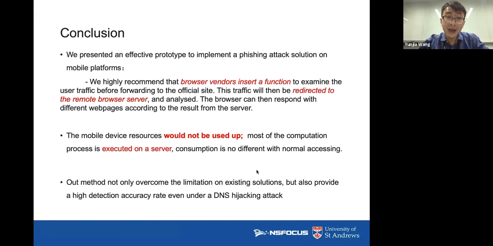So in our schema, the mobile device resources would not be used up because most of the computation process will be executed on the server. Consumption is no different from normal access. So our method not only overcomes the limitations of existing solutions, but also provides a high detection accuracy rate, even under a DNS hijacking attack.